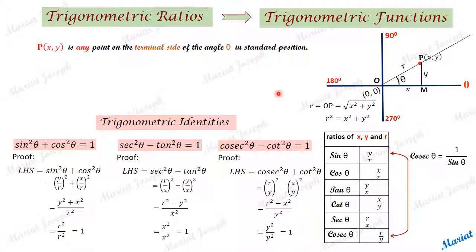Furthermore, observe, this y upon r and r upon y, they are reciprocal to each other. Y upon r, r upon y. Hence, sin theta and cosec theta will also be reciprocal. So we have this identity, cosec theta equal to 1 by sin theta. Similarly, cos theta and sec theta are reciprocal. Also, tan theta and cot theta are reciprocal.